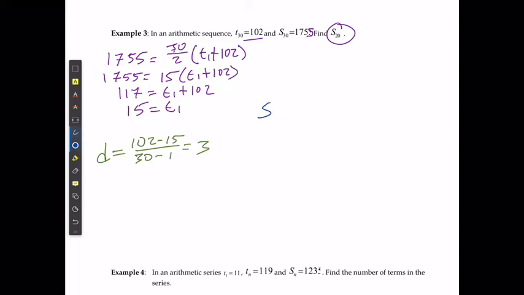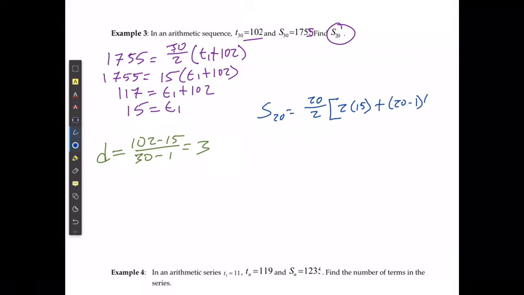Now I can solve for the sum of the first 20. I have 20 terms divided by 2, multiplied by 2 times the first term, plus 20 minus 1 times the difference of 3. The sum of the first 20 is going to be 870.